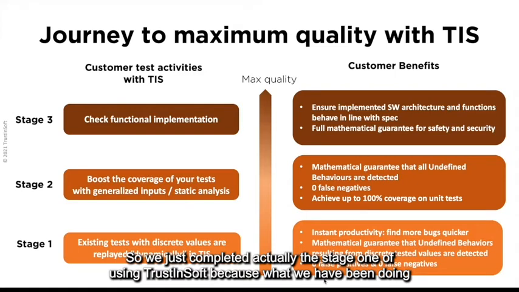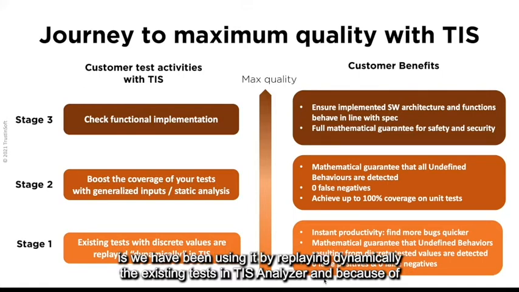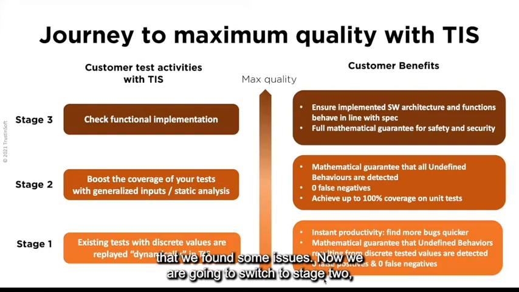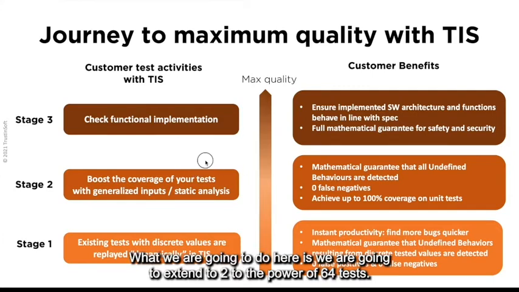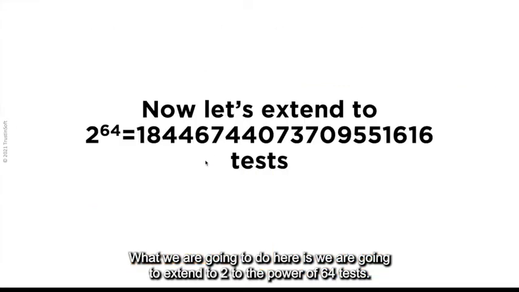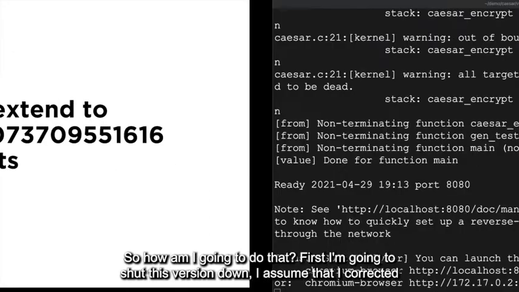So we just completed the stage 1 of using TrustInSoft, because what we have been doing is using it by replaying dynamically the existing tests in TIS, and because of that we find some issues. Now we are going to switch to stage 2, where we are able to boost the coverage of the test with generalized input. What we are going to do here is extend to 2 to the power 64 tests. So how am I going to do that?